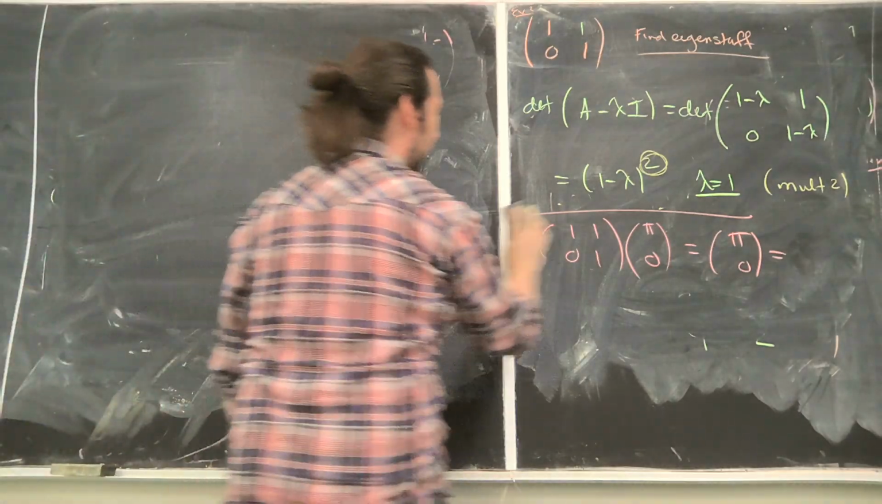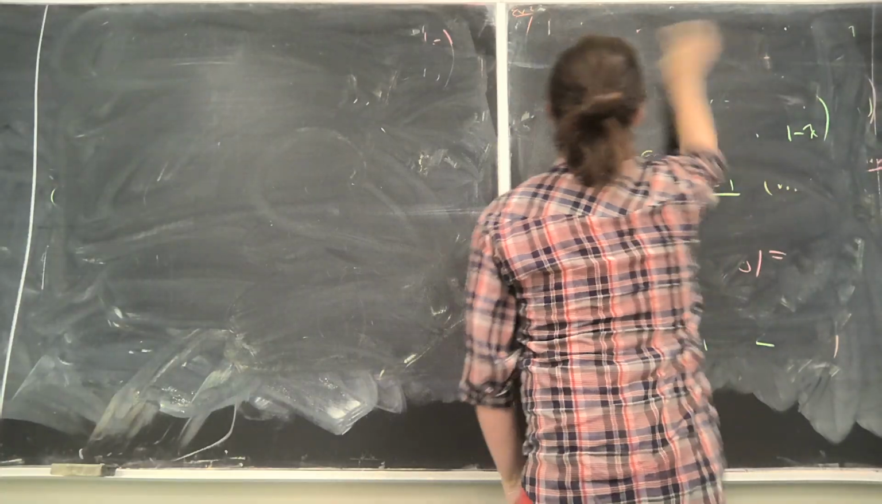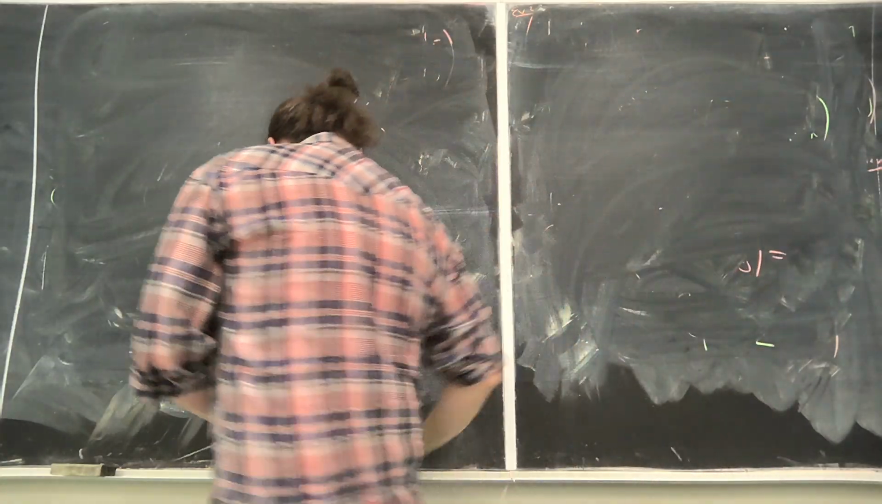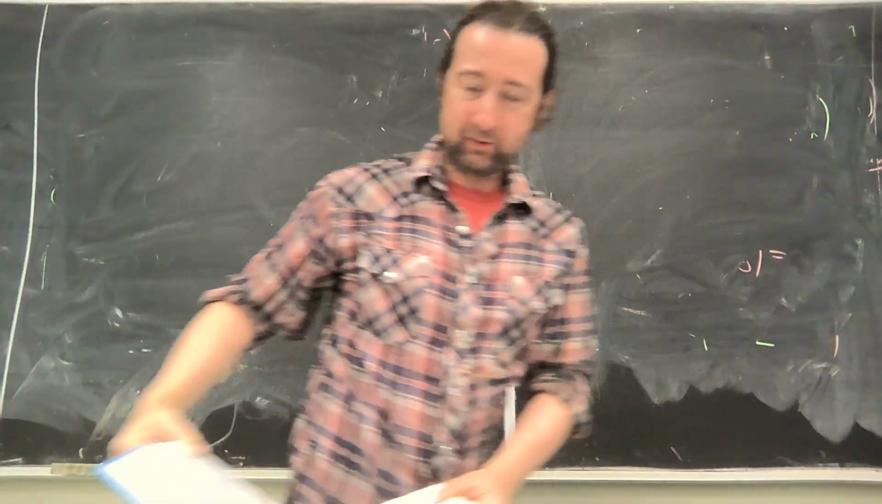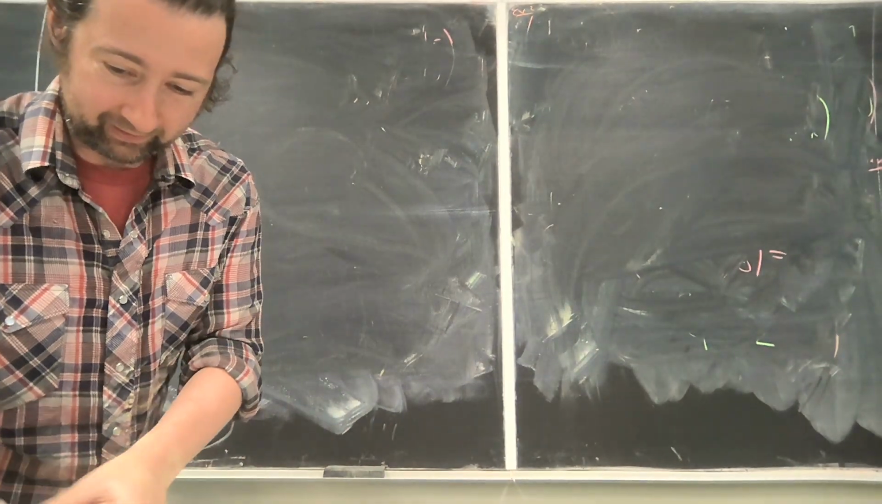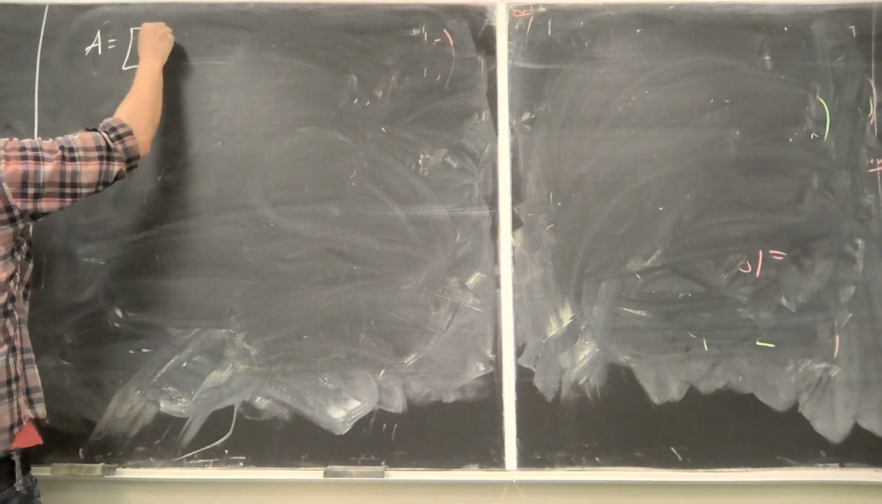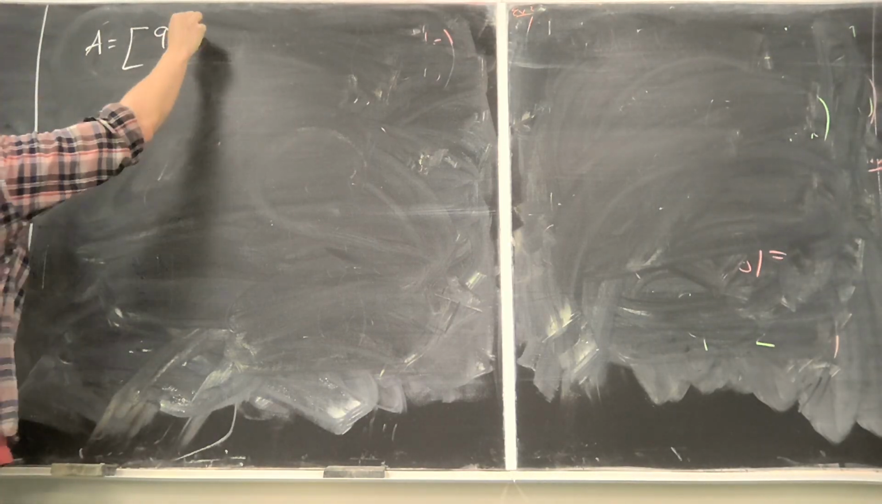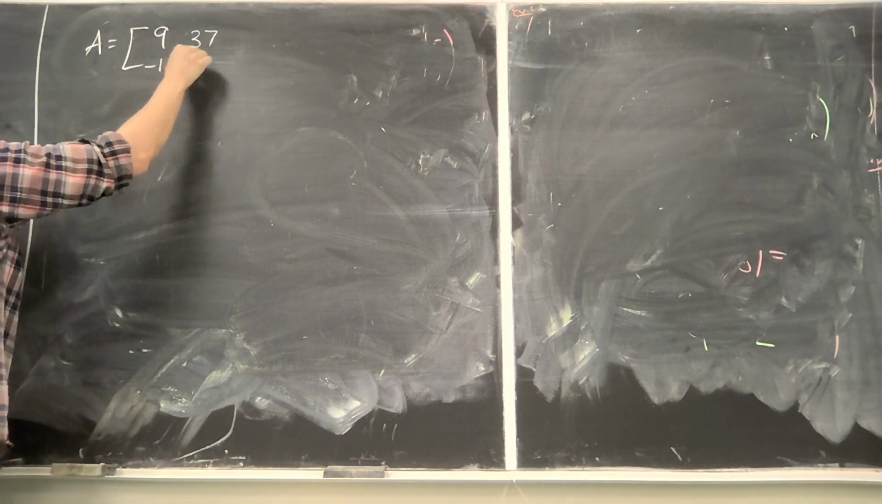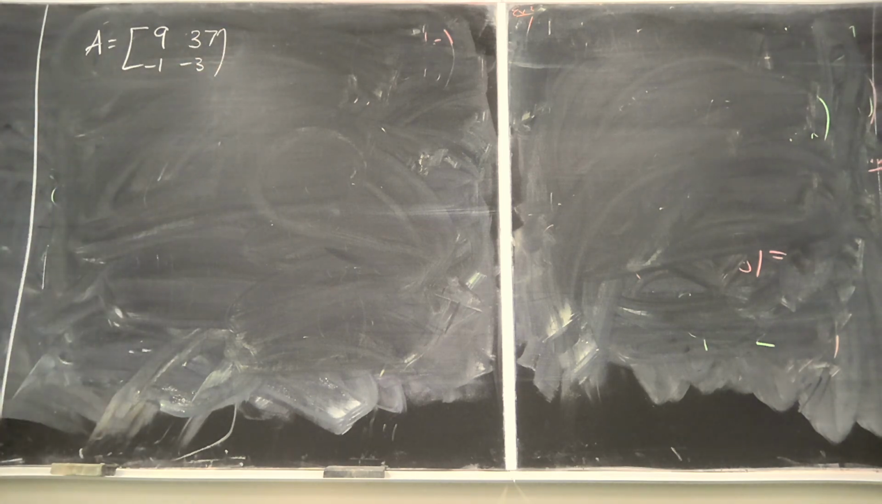I spent a whole bunch of time yesterday railing about complex numbers. So let's write down a matrix where the book has carefully done this one. This is an example of a matrix that looks like this. A is equal to the matrix 9, 37, minus 1, minus 3. Before we start, I want you to observe that it has all real entries. We're going to get a complex number.